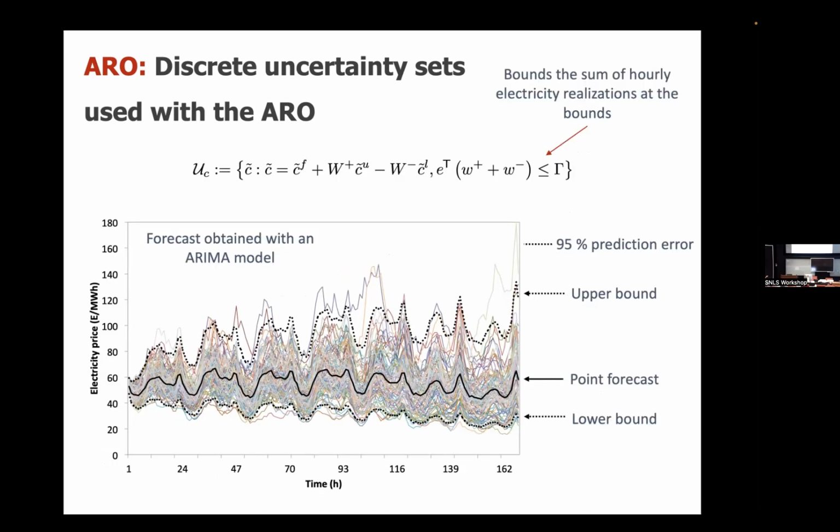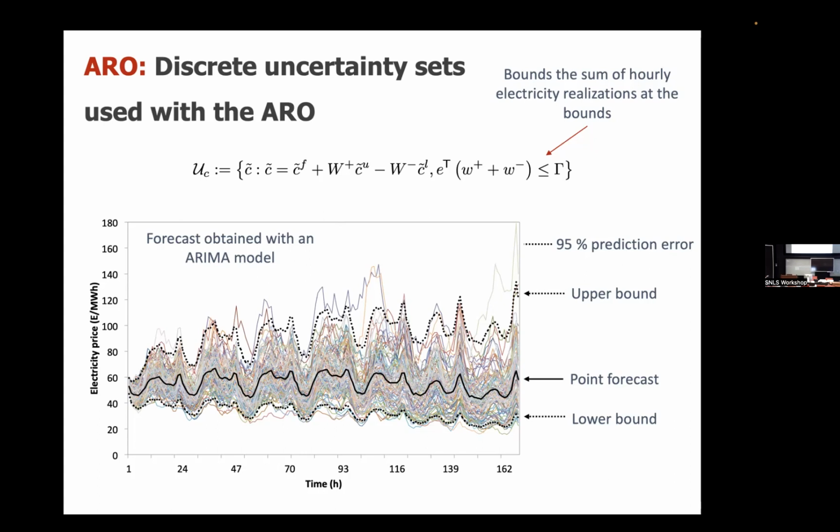So for the electricity price, how do we do this? We do a forecast with an ARIMA model, and then we use the 95% prediction error to build this uncertainty set, where the point forecast will be this parameter here, and then the upper bound and the lower bound of the 95% prediction error will be defined here as upper and lower deviations.